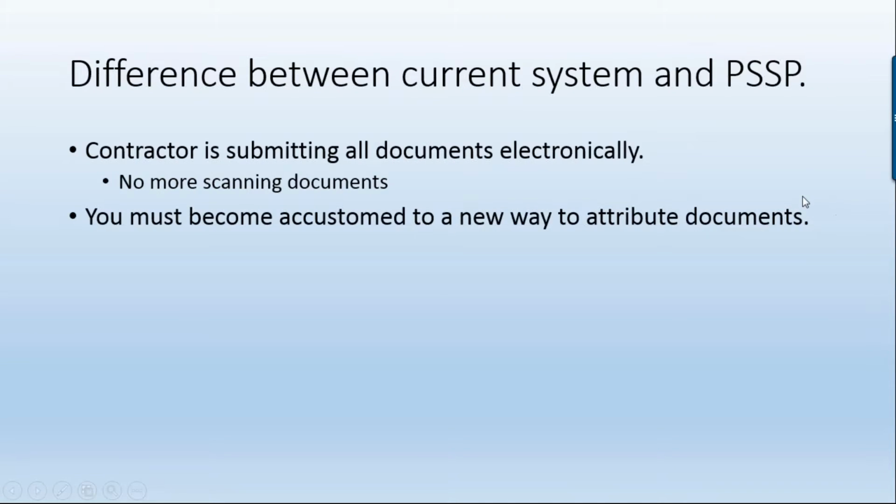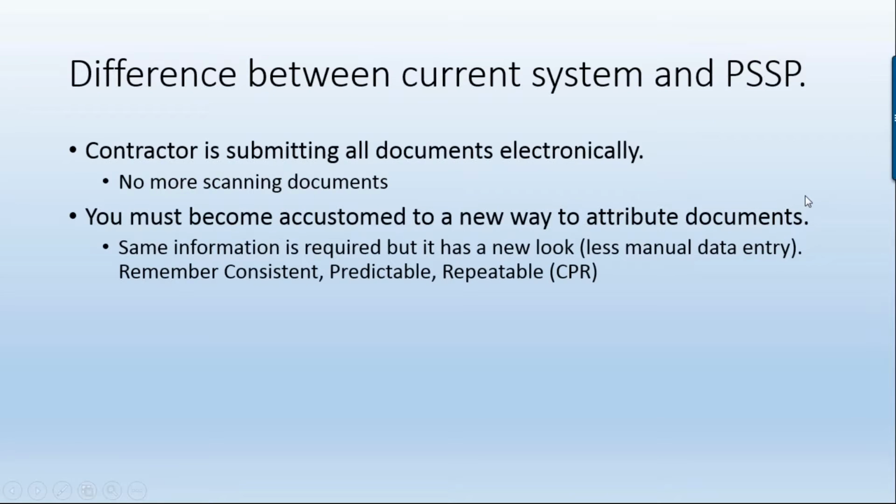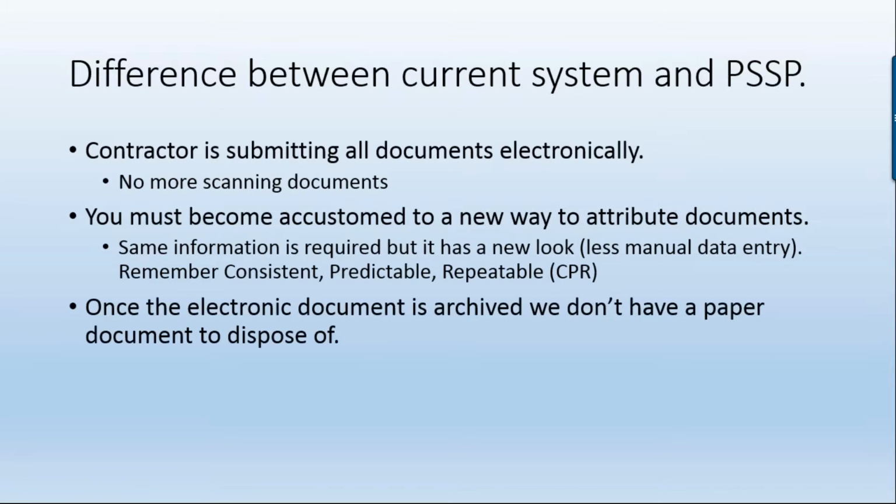One of the things I know everyone's going to have a little bit of issue with, this is a new system, and so we're going to have to become accustomed to a new way to attribute the documents. We're going to have the same information required, but it has a new look. So there's less manual data entry. And the reason for this is CPR: consistent, predictable, repeatable. The other system had too many variables to where people could attribute a document. It'd be the same document, but it'd be attributed 20 different ways. I'm exaggerating, but you get the point. And then, of course, once the electronic document is archived, we don't have a paper document to dispose of.